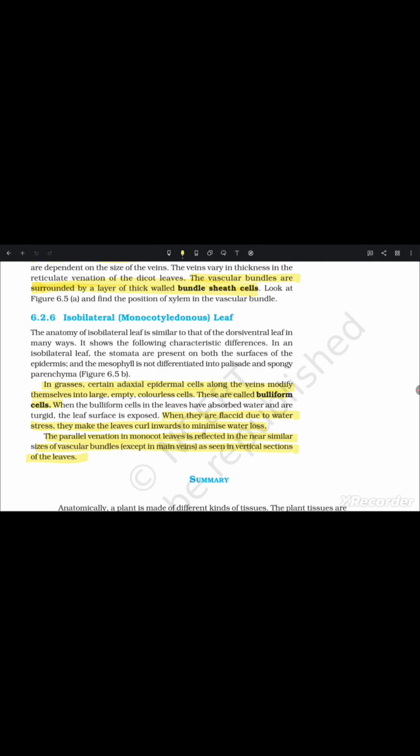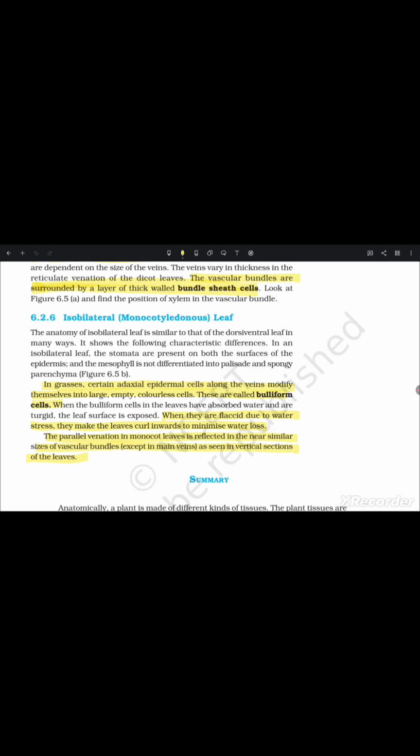Isobilateral monocotyledonous leaf. The anatomy of isobilateral leaf is similar to that of the dorsiventral leaf in many ways. It shows the following characteristic differences. In an isobilateral leaf, the stomata are present on both the surfaces of the epidermis and the mesophyll is not differentiated into palisade and spongy parenchyma.